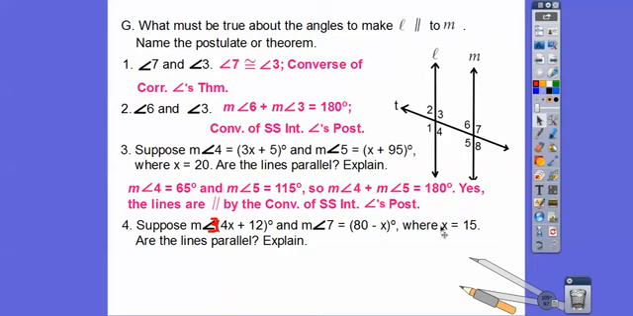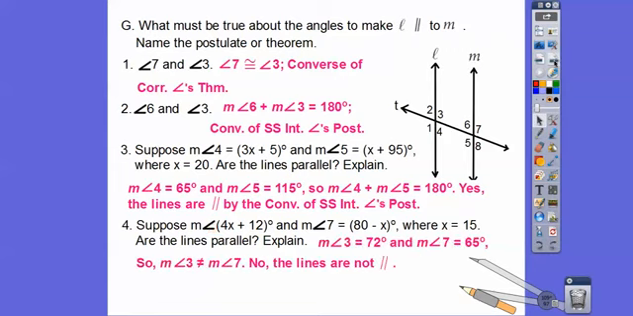So let's plug in 15 right here. 4 times 15 is 60. 60 plus 12 is 72. Okay, so over here, when we plug in 15, 80 minus 15 is 65. I'm going to say no because they're not congruent to each other. They've got to be congruent to each other to make those lines parallel.